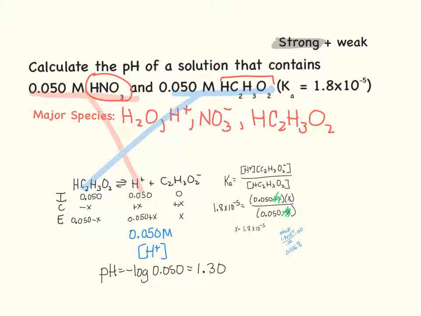Another difference is, the first problem involved combining two solutions, so we had a volume change. This problem is worded a little differently. We don't have two solutions that we're pouring together. We just have two different things already in the same solution, so we did not need to worry about any volume changes.